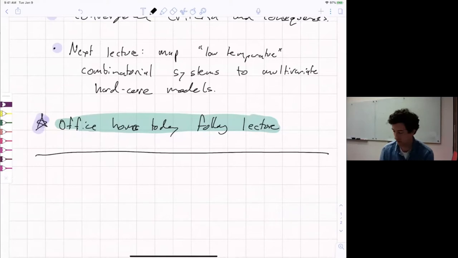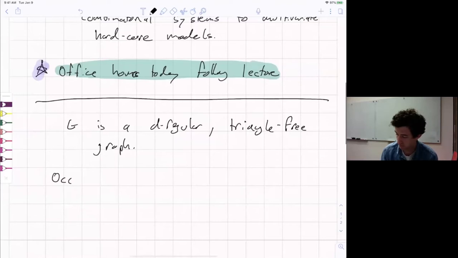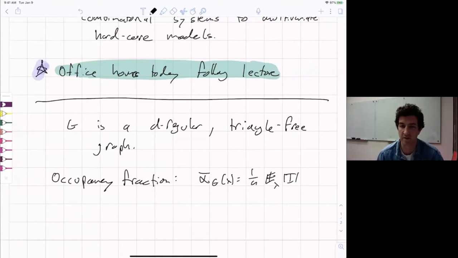But let's start from where we left off last time and recall. So we have G is a d-regular graph, let's say triangle free graph. We define the occupancy fraction, which we're calling alpha bar G of lambda, which is 1 over n times the expected size of the random independent set drawn from the hardcore model at fugacity lambda. And what we said last time was this is related to the logarithmic derivative of the partition function. So in particular, if you calculate this, you can obtain the number of independent sets in a graph, the partition function. If you let lambda tend to infinity, you get the independence ratio of the graph. So this one quantity contains a lot of information.